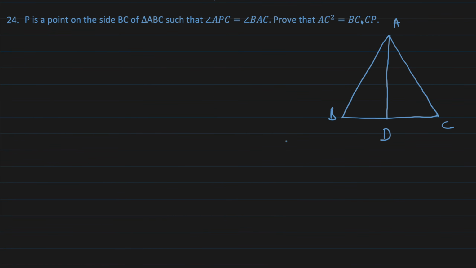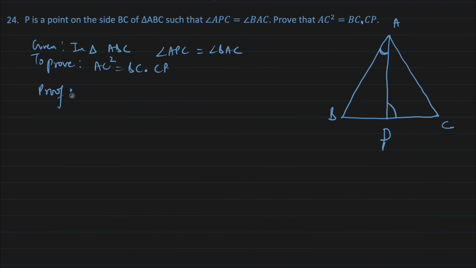Okay, what else is given here? That angle AP, this point is P, not D, sorry. So angle APC, this angle is equal to this angle. Okay, fine. Only one thing is given here. So given in triangle ABC, angle APC equals angle BAC. If you have time, write given and to prove, as it is a 2 marker, not that important, but if you have time, please do it. The figure will give you 1 mark for a correct figure, right?